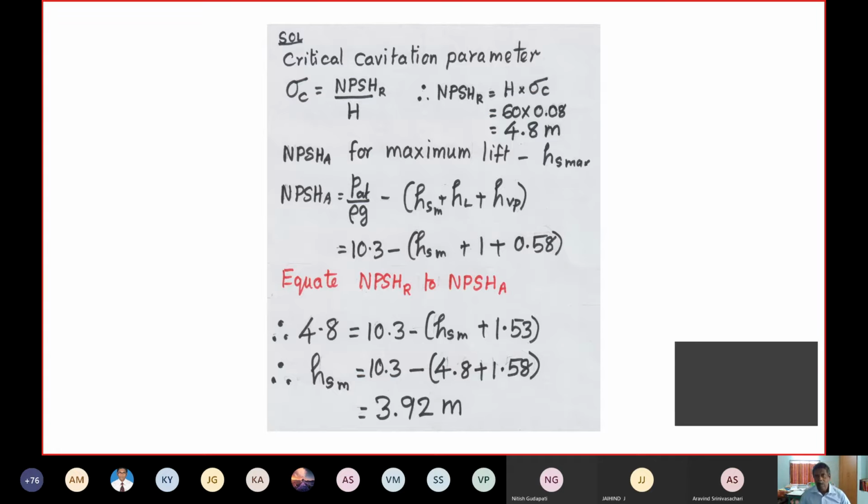Okay. So here you find the critical cavitation parameter sigma c, and the definition is NPSH required divided by H.